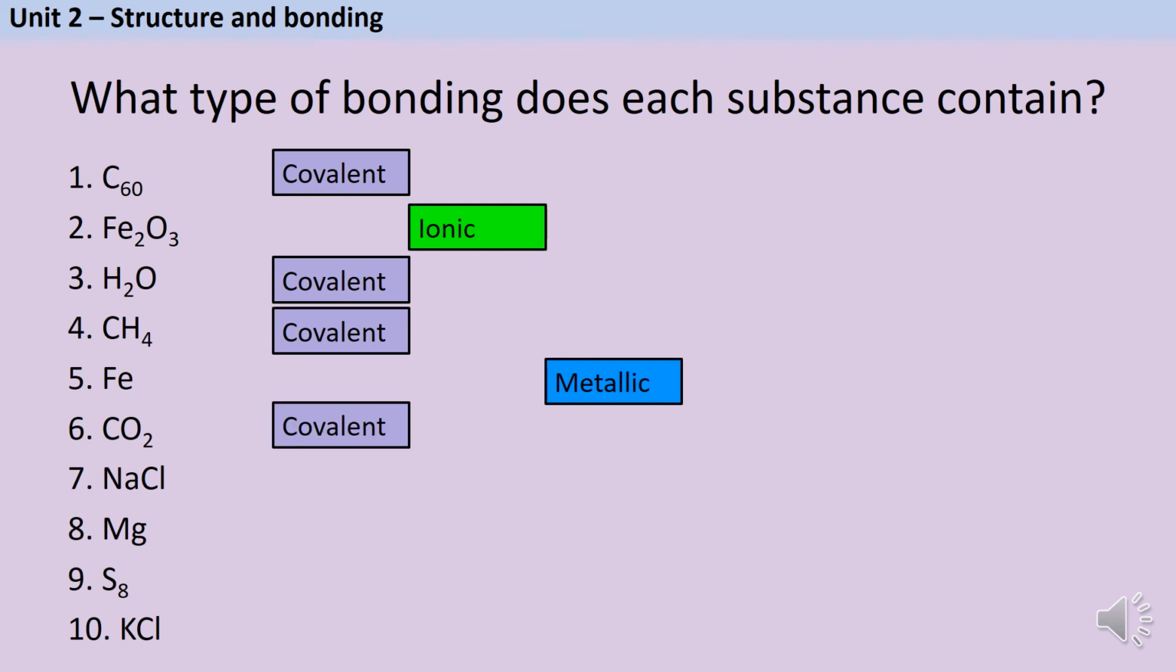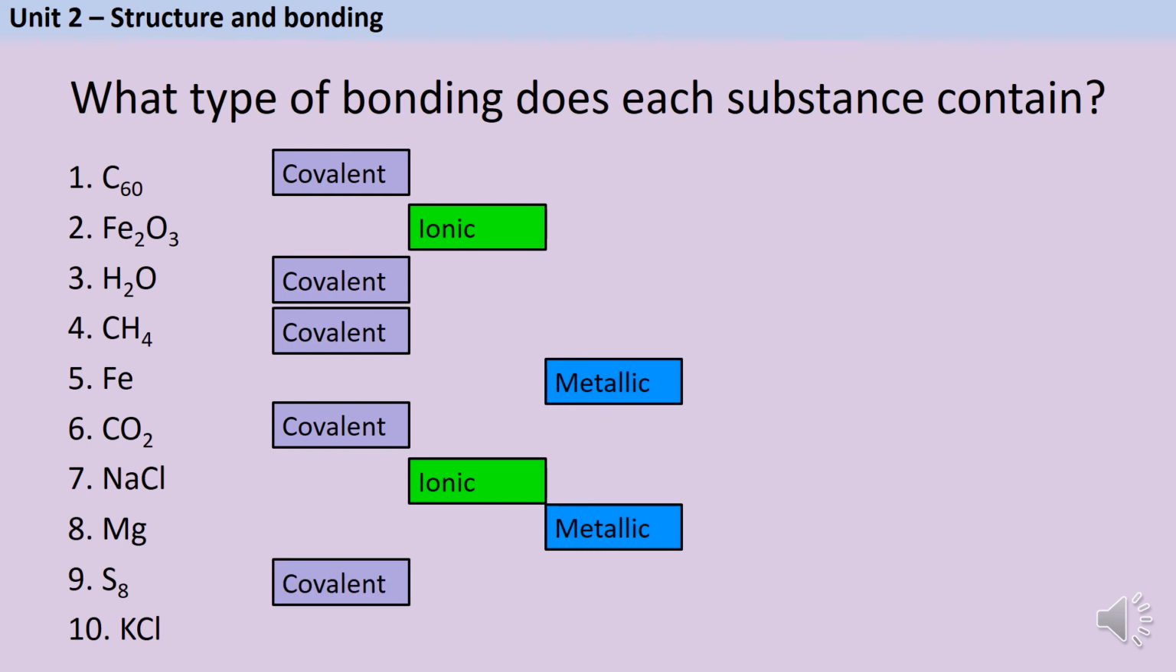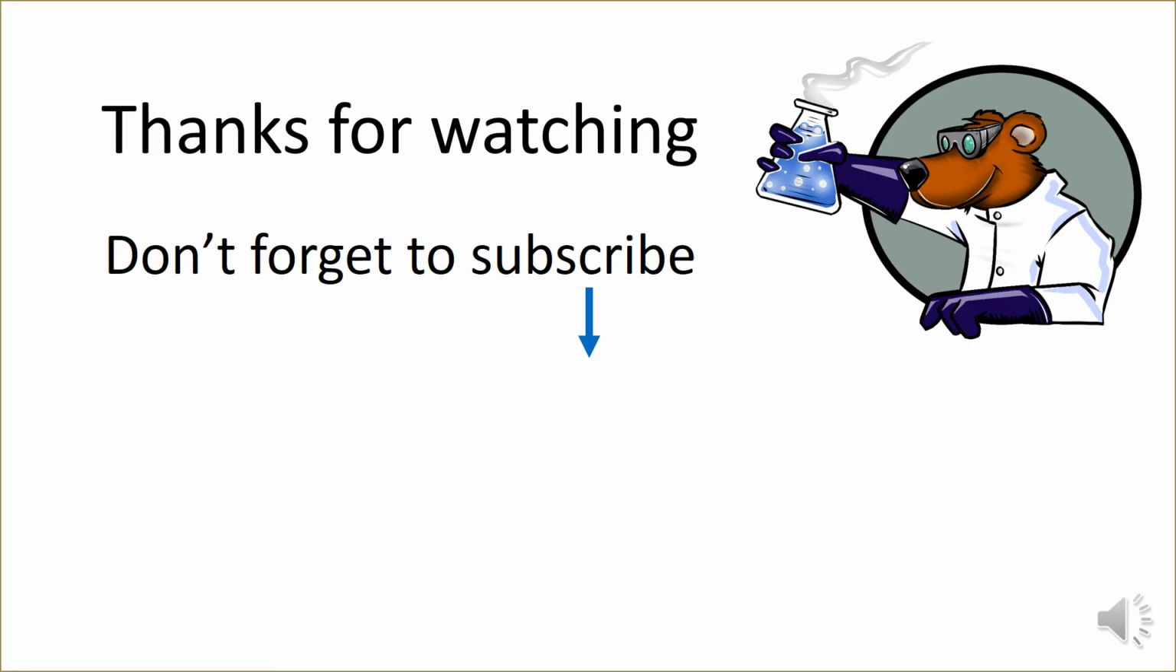Carbon dioxide contains covalent bonds. Sodium chloride contains ionic bonds. Magnesium is another example of a metal, so it's metallic bonding. And sulfur is a non-metal, so that's covalent bonding. And finally, potassium chloride contains potassium from group 1, which is a metal, and chlorine from group 7, which is a non-metal, so that contains ionic bonding too.